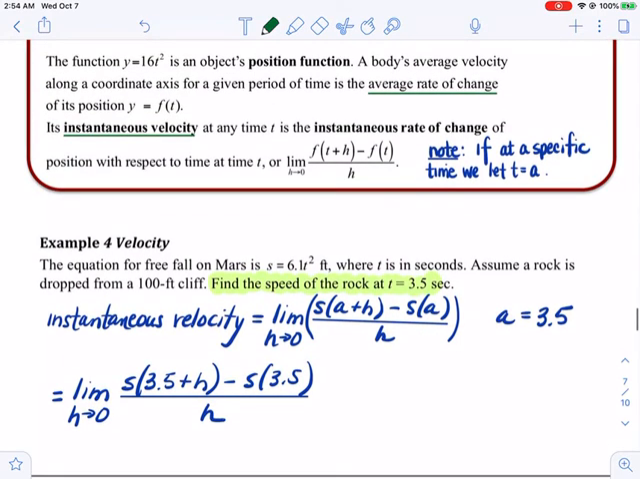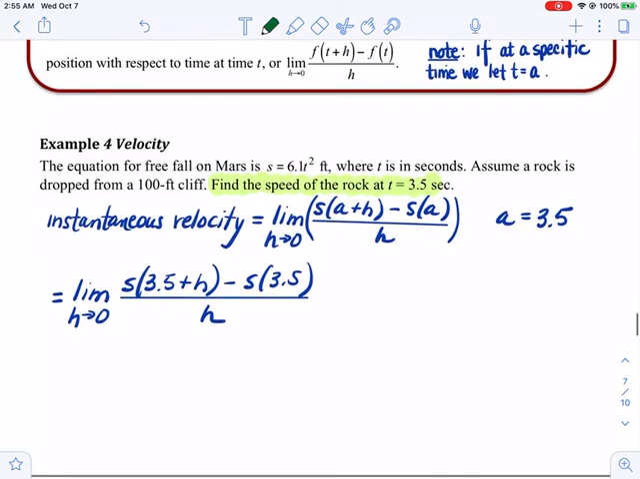So what we're going to do is look at an equation for a free fall on Mars, given by the position s equal to 6.1 t squared, where t is in seconds. Assume a rock is dropped from a 100-foot cliff, and you want to find the speed of the rock at t equal to 3.5 seconds.